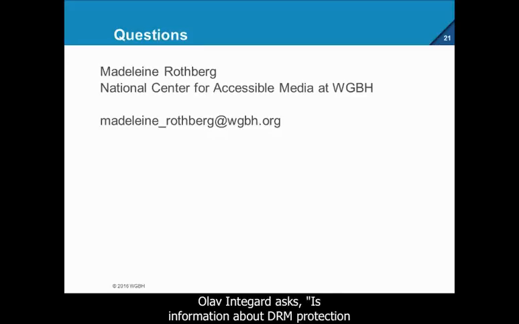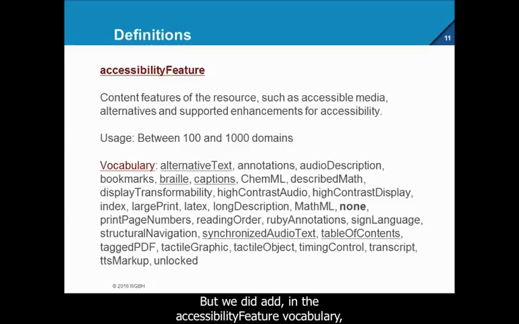Olav Indergaard asks, is information about DRM protection handled anywhere in the current vocabulary? There is one piece that nods briefly at DRM. We didn't get too deep into DRM because it's a touchy subject, shall we say. But we did add in the accessibility feature vocabulary the term unlocked. You see it here at the end, unlocked. And so that's a way of saying that this document is fully usable, that it doesn't hold any DRM.